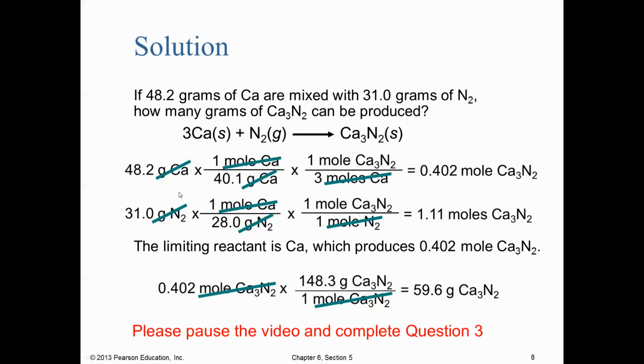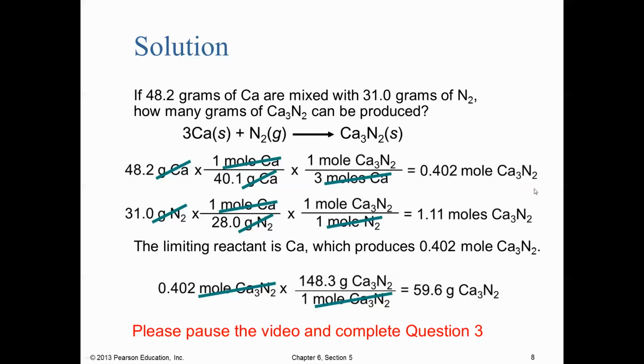Let's see which one limits us. So essentially, if we take our 31.0 grams of N2, use our molar mass and our balanced equation, we have enough N2 to produce 1.11 moles of calcium nitride. So how much do we always produce? Once again, it's always the lesser amount, the 0.402 moles of calcium nitride.